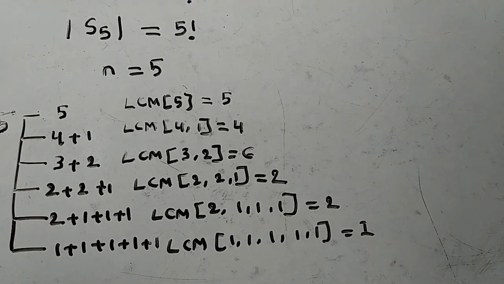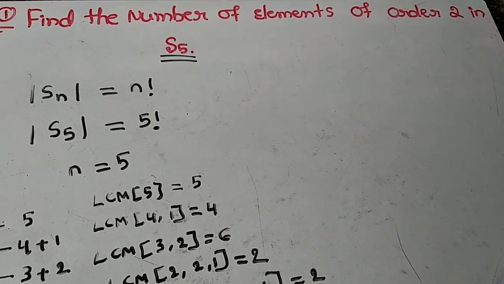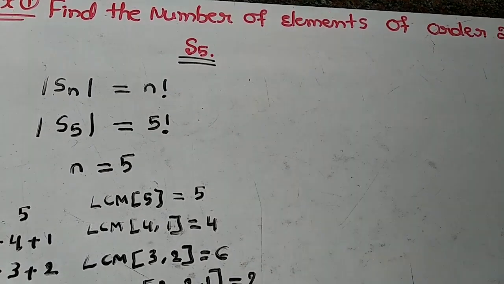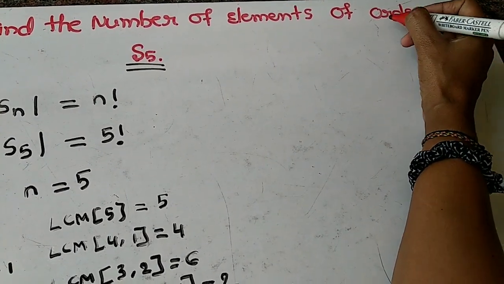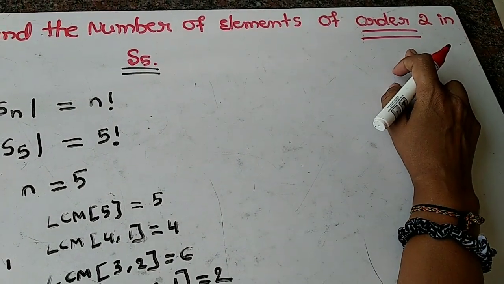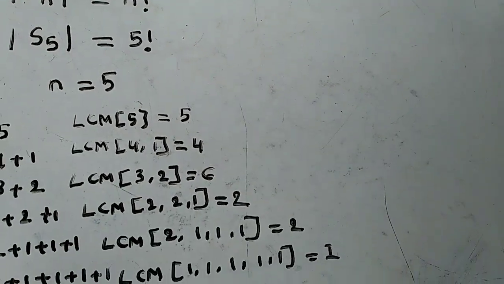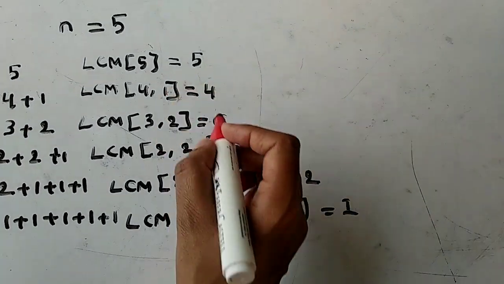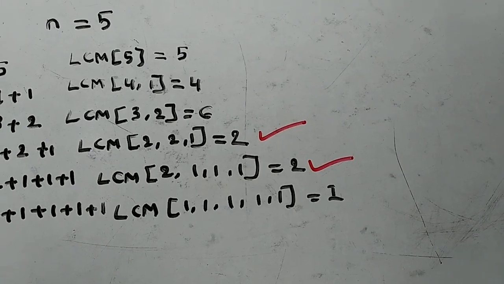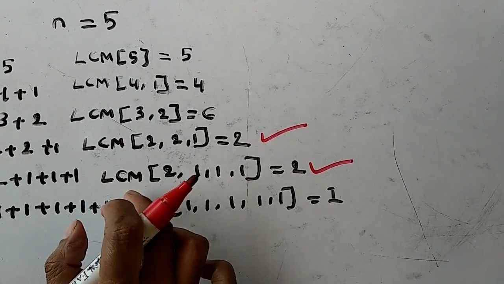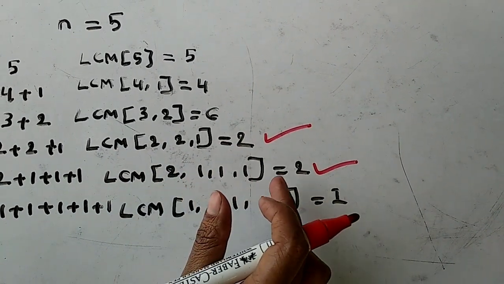After this, just look into the question now. They are asking for order 2, right? So now come to here. Here this is the 2 and this is the 2. Only in two lines do we get our LCM as 2, right?